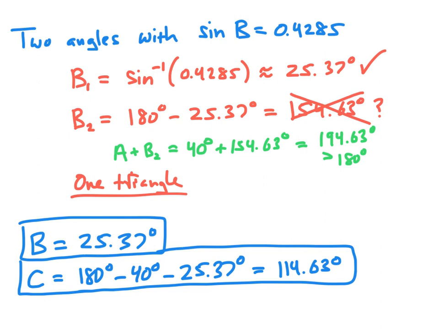We also know side lengths A and B. Those were both given, and so the only piece of information left to find is side length C. And to do that, we'll use the law of sines once again. So one option is to take the sine of A over A equal to the sine of C over C, and substitute in the three values that we know.